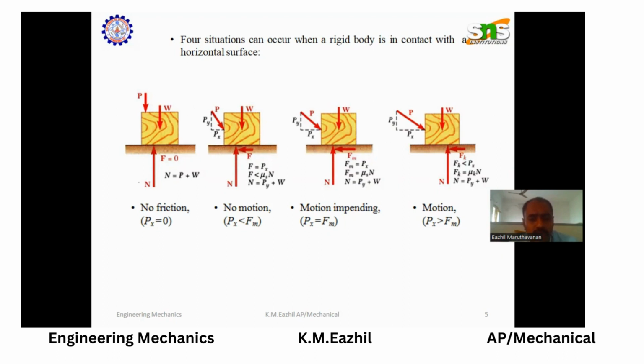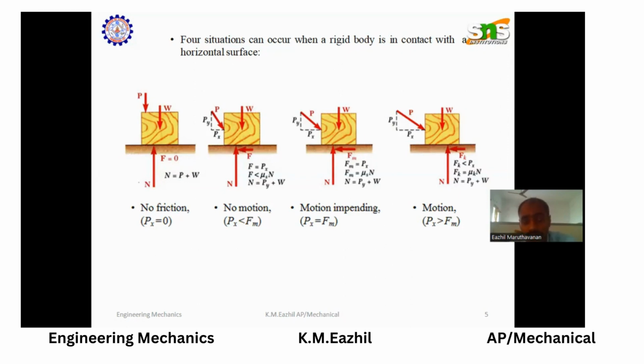For the third condition, motion is impending. For the horizontal component, we get the equation Fm is equal to Px. Since the motion is impending, that is, about to move, Fm is equal to Px. It relates to Fm is equal to mu s into N. It is about to move, so the value of mu s matters here. Whereas in the previous case, when there is no motion, F is lesser than mu s into N. For this case, Fm is equal to mu s into N. The same equation, N is equal to Py plus W, holds for the vertical force.